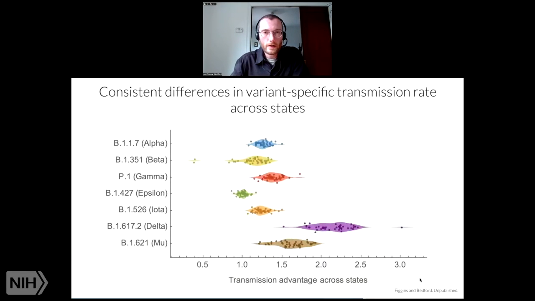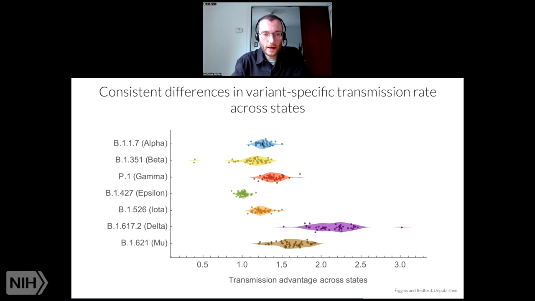We can then compare across these different variants to look at what the relative transmission advantage is. Each dot here is a single state. There are 46 dots here, 46 independent estimates for alpha. We run the model completely separately on each of these different states, and having consistent estimates for each state gives us some reliability in the model, or some belief in the model's outputs.